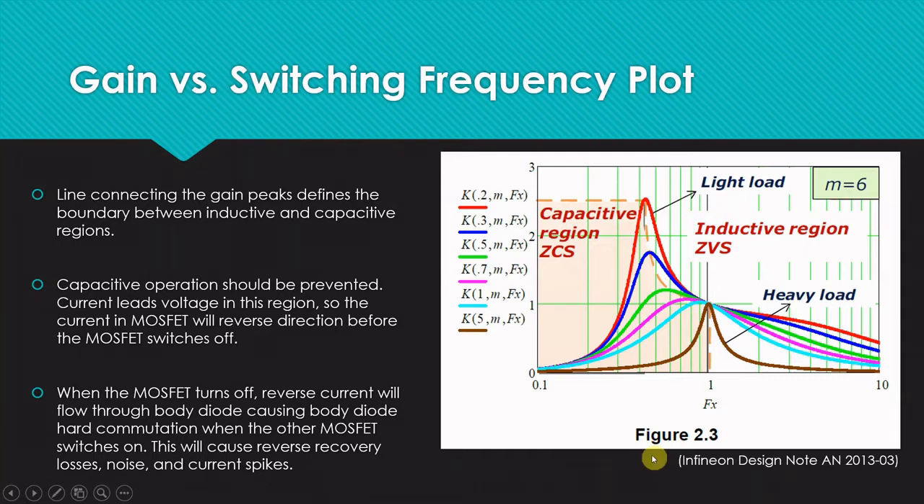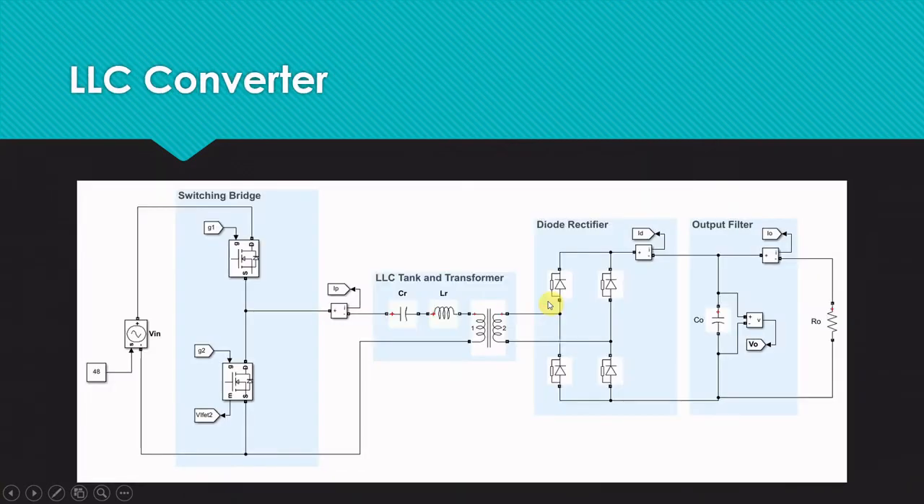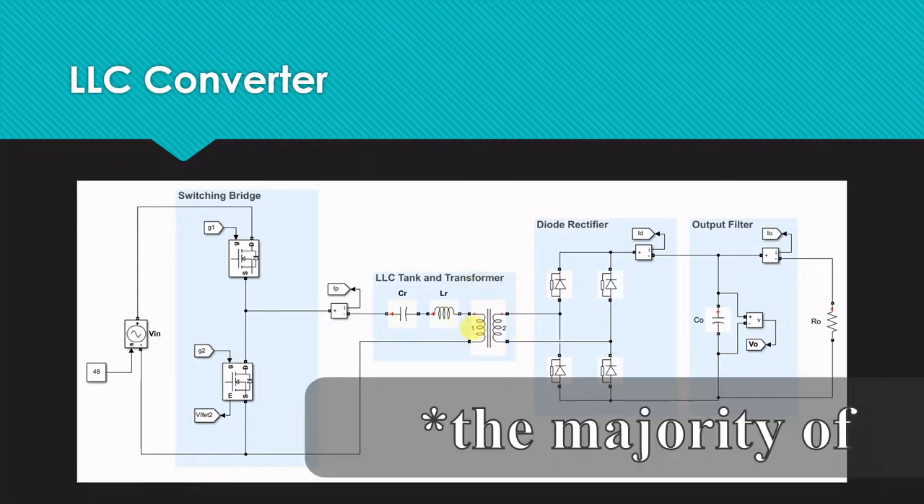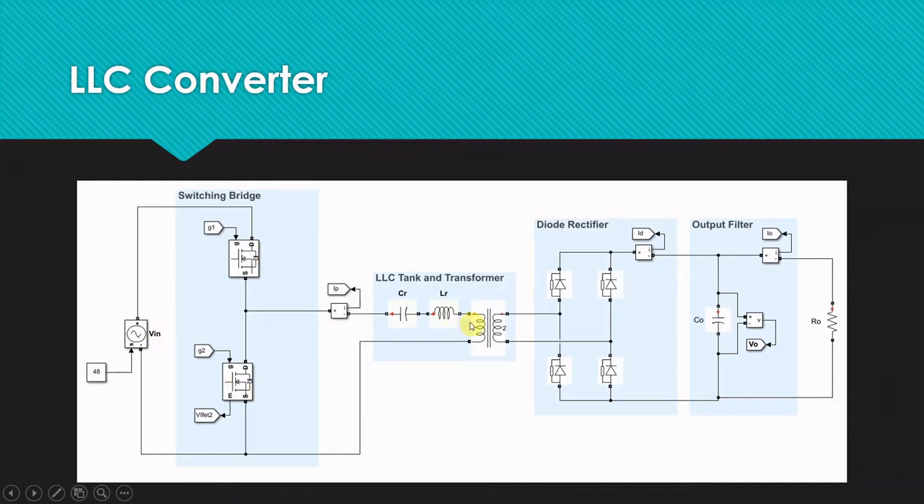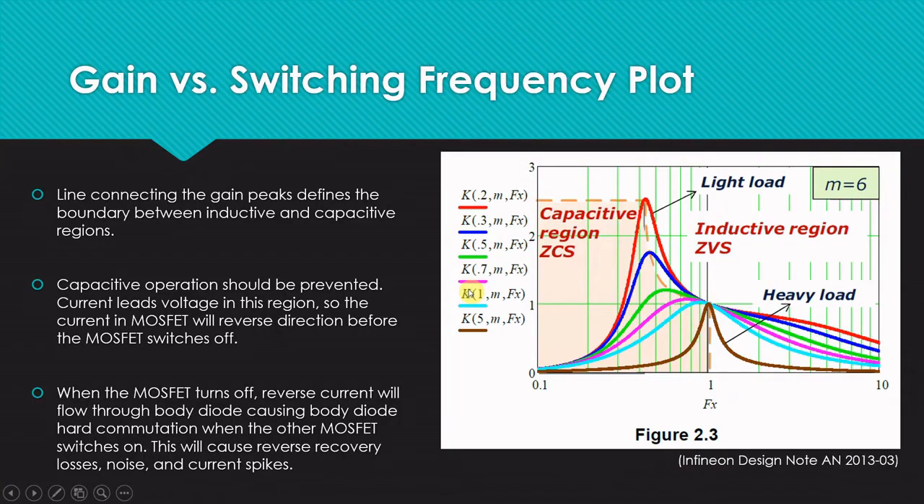Here we have a gain frequency plot for an LLC converter. On the x-axis we have the normalized switching frequency with the resonant frequency in the middle, and on the y-axis we have the gain. This is only the gain of the resonant tank, not the transformer, which wasn't very clear to me at first. The transformer does all of the stepping up or stepping down. If you have a full bridge, this is going to be a 4-to-1 transformer, in our case from 48 to 12, dividing by 4. If this is a half bridge, then this will be a 2-to-1.